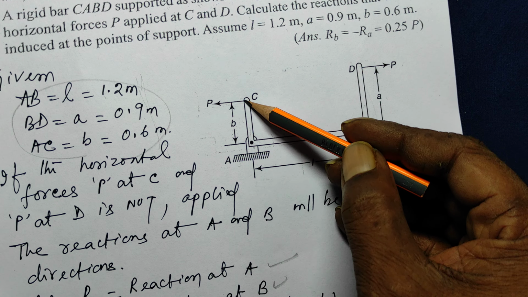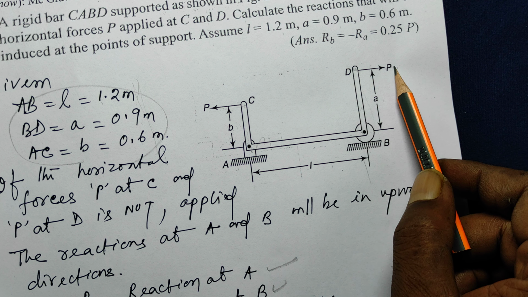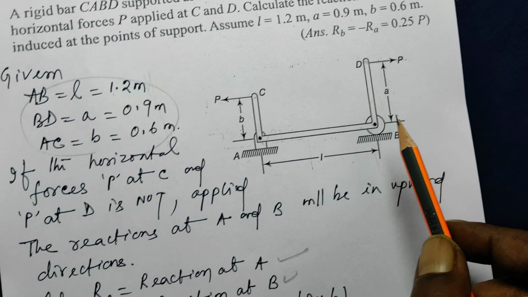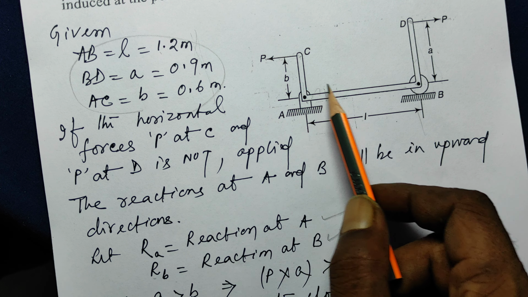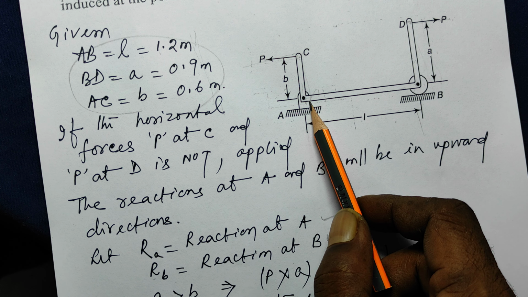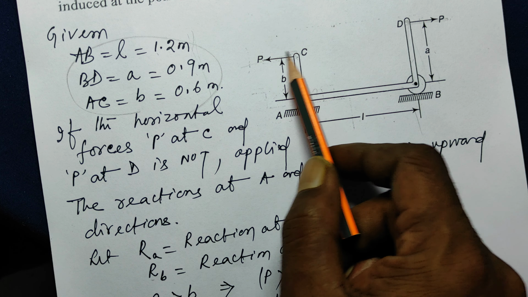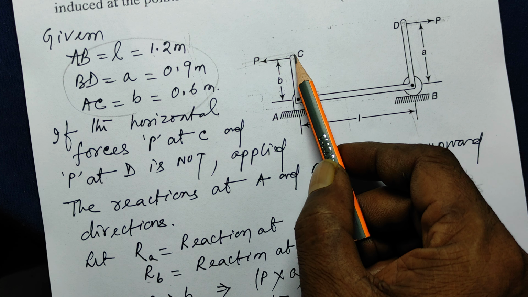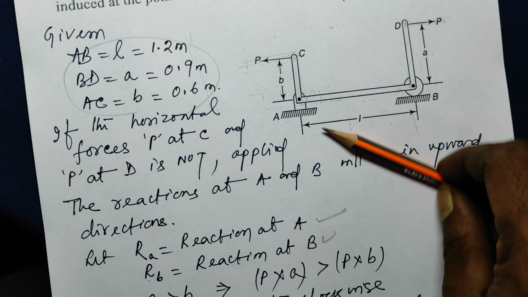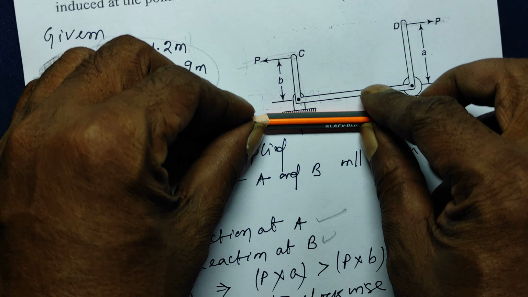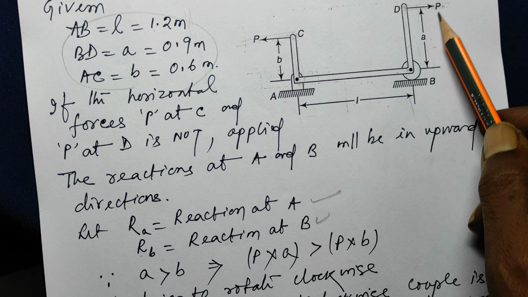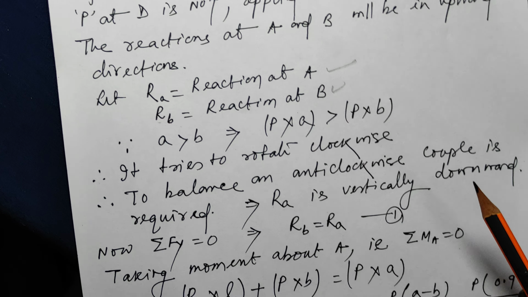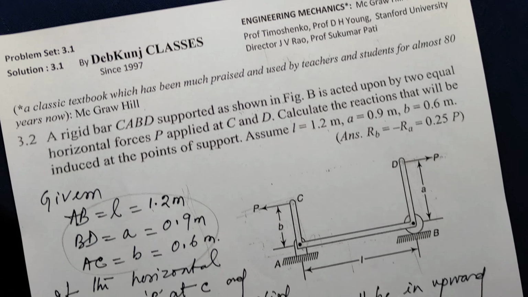Since this length is more than this length, this horizontal force P will have a turning effect equal to P times A, and this horizontal force P will also have a turning effect equal to P times B. Now P times A will be more than P times B. P times A will provide a clockwise turning effect, and this P times B will provide an anti-clockwise turning effect. Since P times A is more than P times B, the overall effect will be clockwise.